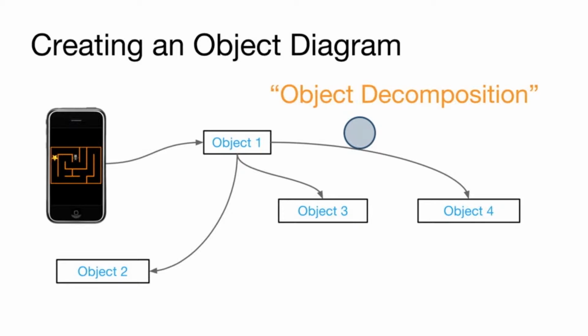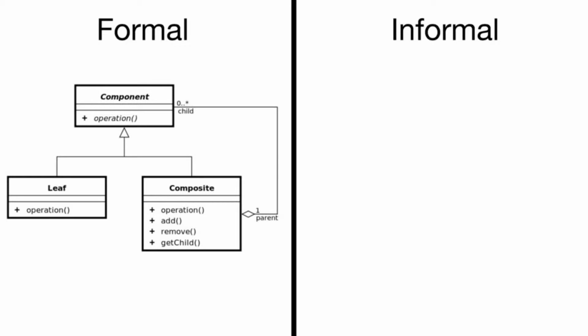Also, there are some informal and formal ways to create them. A formal way might be creating an object diagram using the Universal Modeling Language, or UML, and an example object diagram is given here on the left. Now, UML as a modeling language contains a bunch of standard symbols and icons that are helpful for laying out the components of a project.